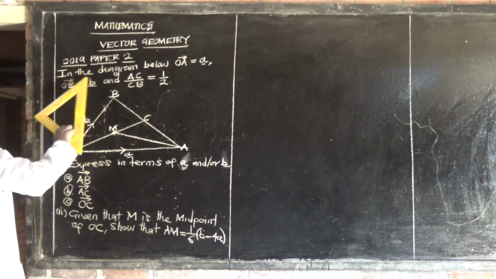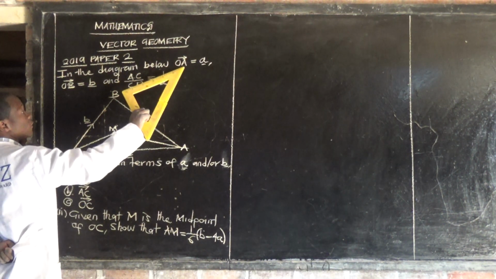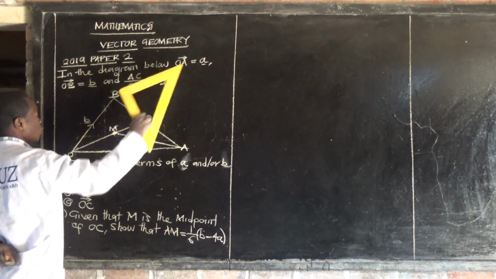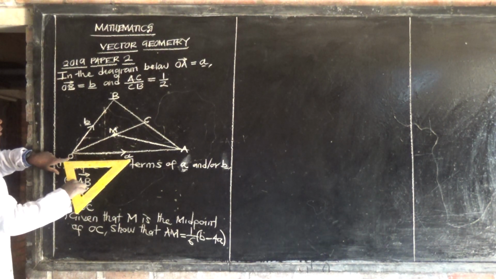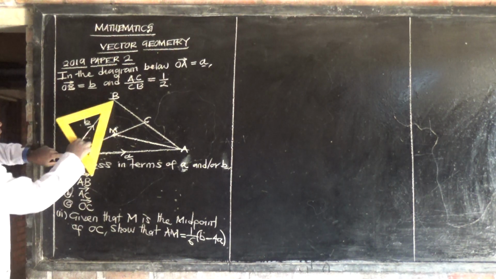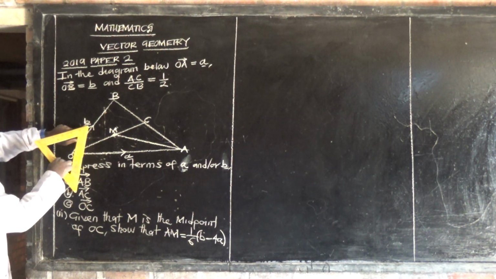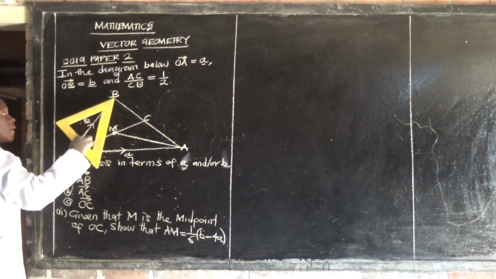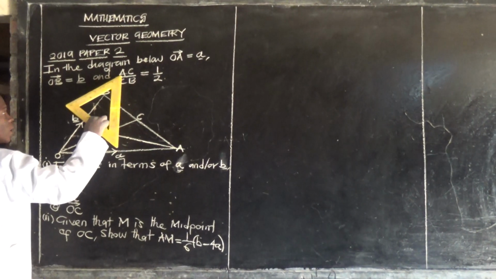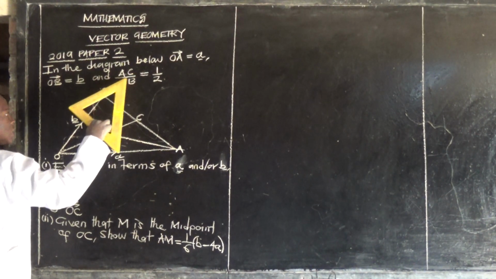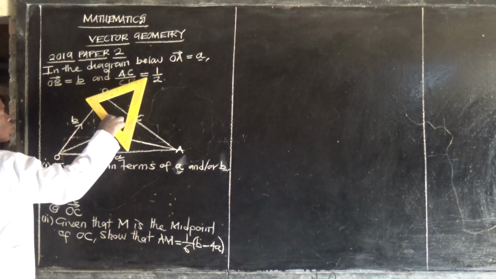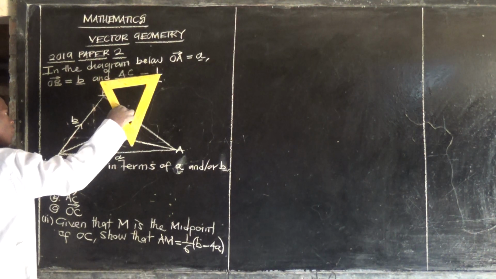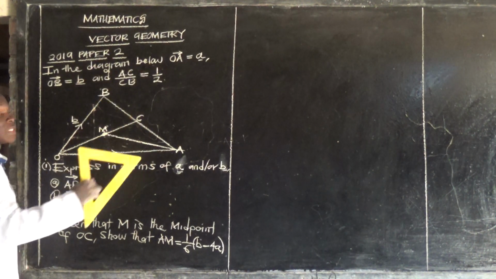So it's saying in the diagram below, the vector OA is equal to a. From O to A is what? It's a. Then OB, from O to B is what? It's b. Are we together? Then we are told to say the ratio AC to CB, okay? AC to CB is equal to what? 1 over 2, that's the ratio.